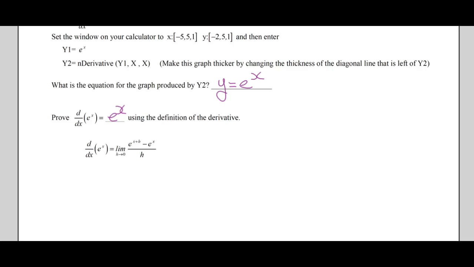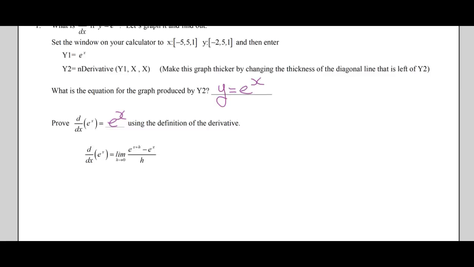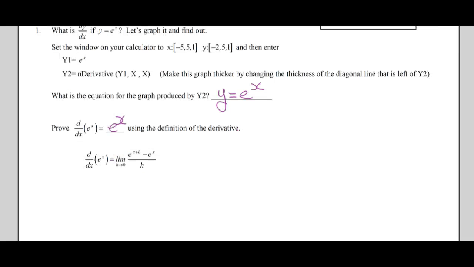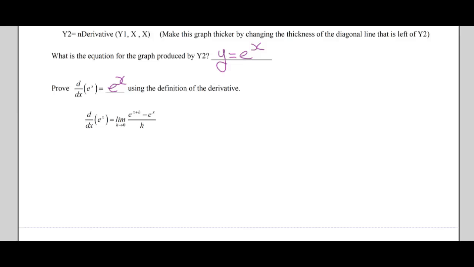All right, so we've got d by dx of e to the x equals the limit as h approaches 0 of e to the x plus h minus e to the x over h. What are we going to do with this? Keeping in mind we're aiming, if I can get this, we can replace that with the 1. So what are we going to do? Factor out an e to the x from the top? Sure, why not?